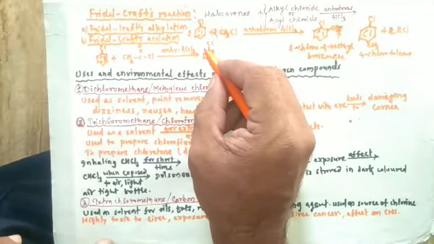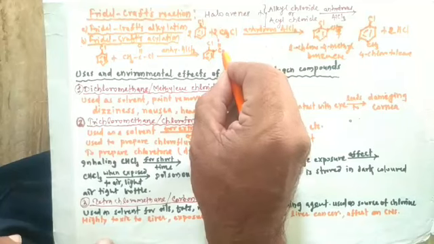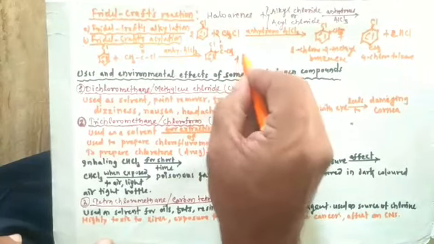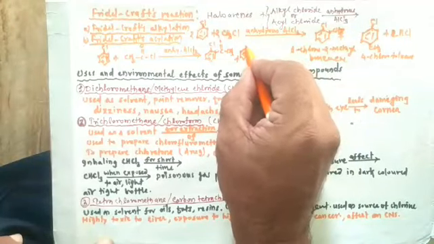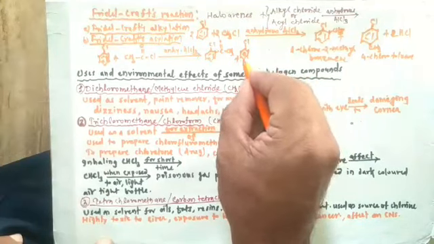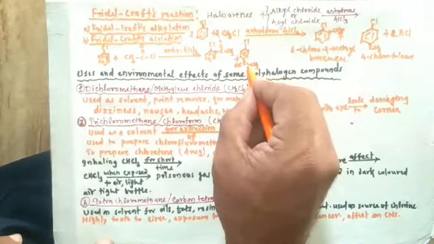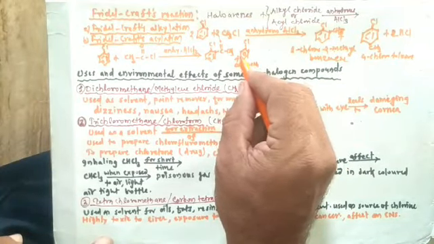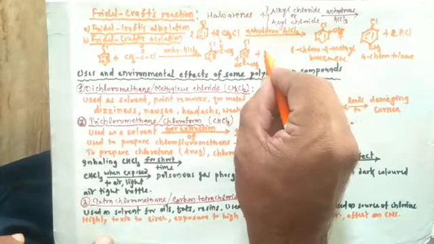So the first product is 1-chloroacetophenone. Then the second product is this one. So here, see here double bond O, here CH3, and this product is 4-chloroacetophenone, and the byproduct is HCl.